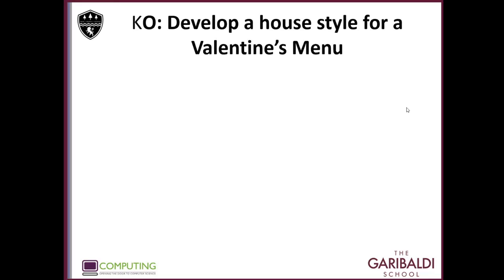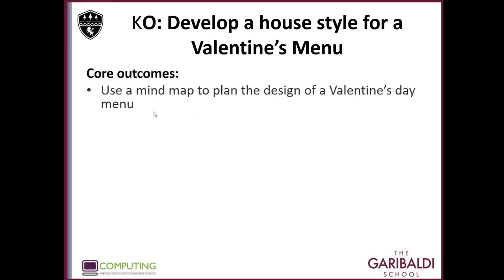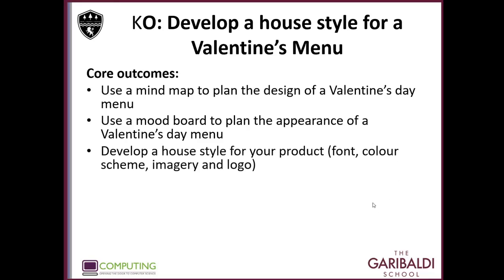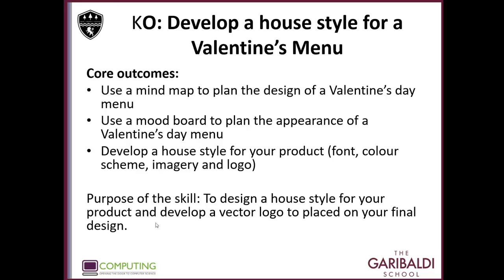Okay, so our key objective today is to develop a house style for a Valentine's Day menu. Our core outcomes are to use a mind map to plan the design of a Valentine's Day menu. We're going to use a mood board to plan the appearance of the menu. We're going to develop a house style for your product, so we're going to decide on the font style, the colour scheme, the imagery and the logos you're going to use on your menu. Now the purpose of the skills you're learning today is to be able to design a house style, a brand for your product, and to be able to develop a vector logo to be placed on your final design.